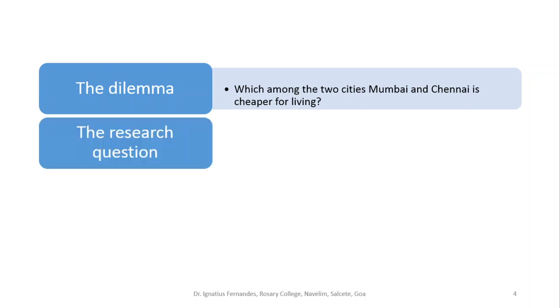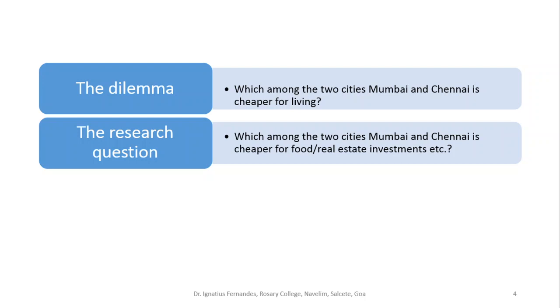So once you have the problem, you'll define your research question, and the research question will be pertaining to the problem, because you want to find out which of the two cities among Mumbai and Chennai is cheaper for living. Now this living will include food, working, then real estate. So you'll frame your question based on that.